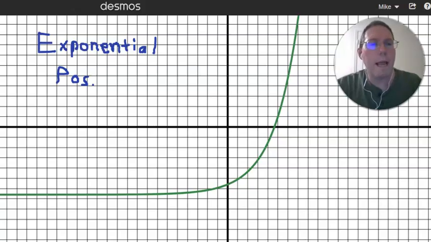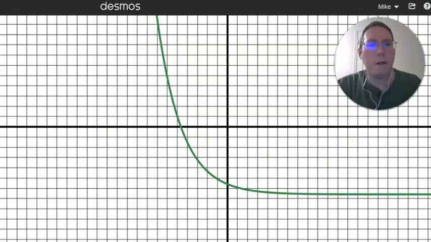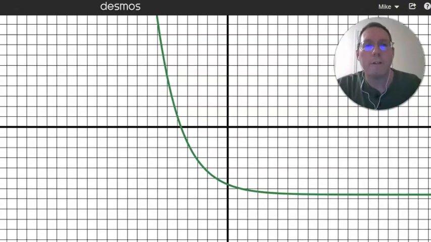Okay, but now if I reverse it, let's see here. All right, there we go. Now when I reverse it, see, we were over here. Now we're going over this way, where it's steep on the left and flat on the right. That's all you need to know: steep on the left and flat on the right. It's automatically an exponential negative. Okay, so we're going to call this one exponential negative.